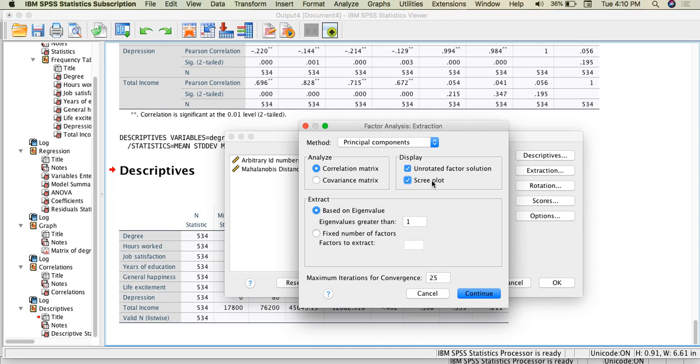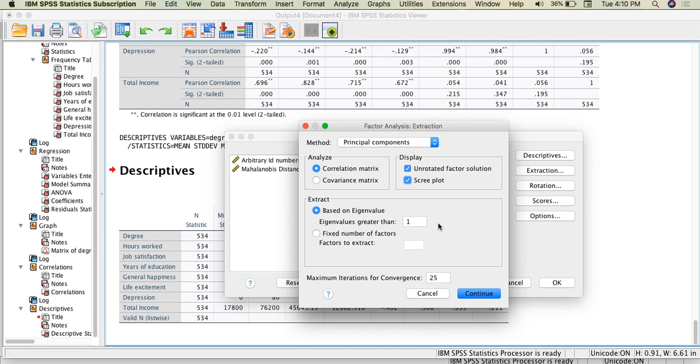Now, I'm not going to go back through and rerun this with other numbers of islands or factors, but right here, the default you'll see says based on eigenvalue greater than 1, which is Kaiser's Rule. So the first time we're running this, we're basically saying, sure, follow Kaiser's Rule. And that's usually what you do the first time you run it.